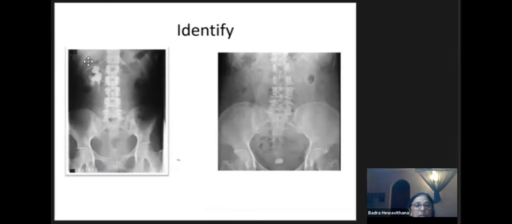All these pictures I took from my undergraduate lectures. Most of these things. So just to recap. So this is a nice staghorn calculus. In our country, we get even bilateral staghorn calculi like this. So this goes into all three calyces. If a calculus in the renal pelvis goes into one of the calyces, or maybe two, it is called a staghorn calculus.